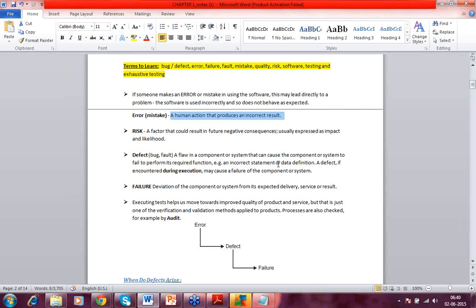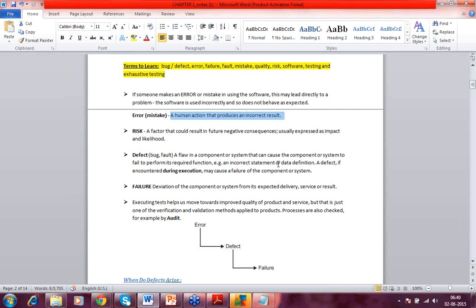What is an error or a mistake, what is a risk, and a defect, whose synonyms are bug or fault. What is a failure, and what is meant by an audit. Typically, as we said, an error is a human action that produces an incorrect result. Somebody makes a mistake while coding, designing the system, or capturing the requirements of the system, and that will create a defect in the software.